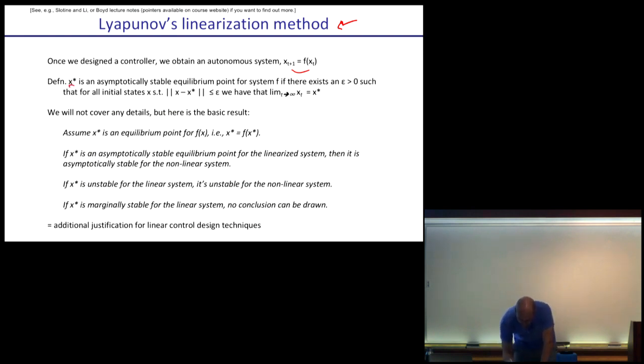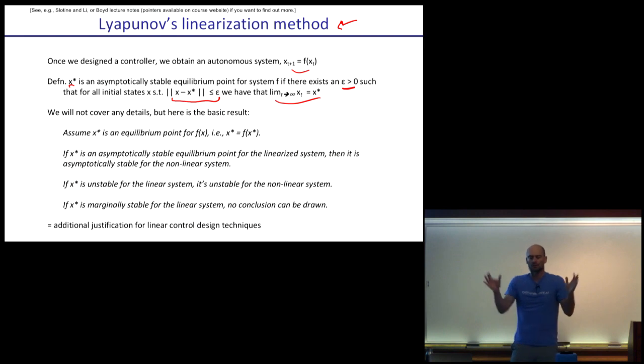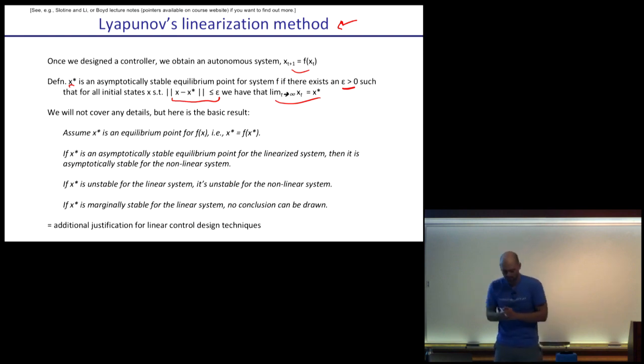X star is an asymptotically stable equilibrium point for system F if there exists an epsilon bigger than 0 such that for all initial states x with norm of x minus x star smaller than epsilon, the consequence is that we go to x star. So it's saying if you start close enough to x star, the equilibrium state, you will be brought to the equilibrium state. If that's true, it's an asymptotically stable equilibrium. That's just a definition.